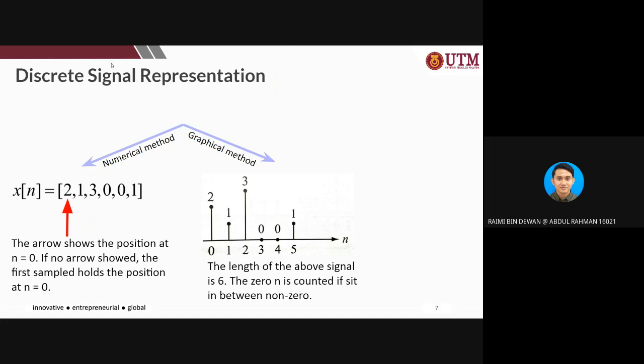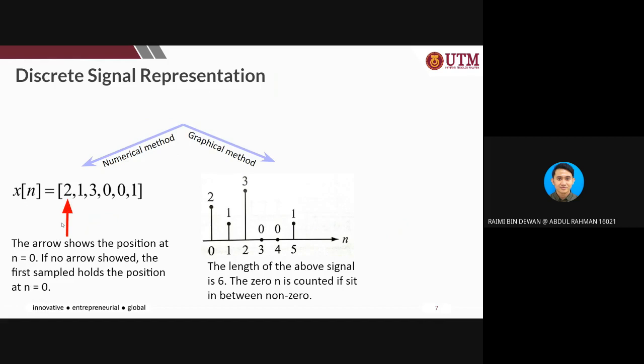Discrete signal representations. We can represent them in a numerical method or in a graphical method. If the question requires you to present in the numerical method, this is how it should be. If the question requires you to produce the answer in the graphical method, this is how it should be. So you see here x[n] = {2, 1, 3, 0, 0, 1}. This is the numeric method. The arrow here shows the position at n = 0, the beginning. If no arrow is shown, the first sample holds the position at n = 0.